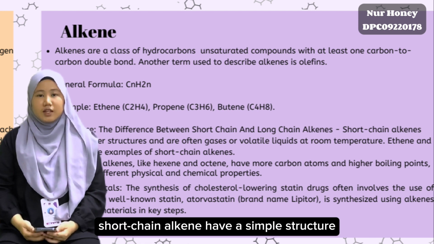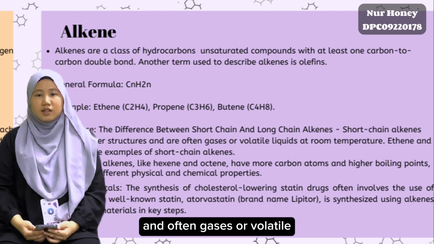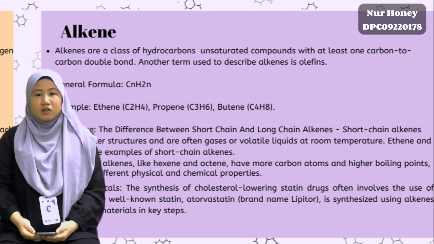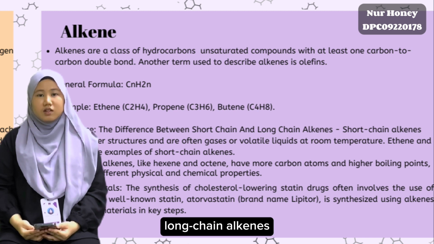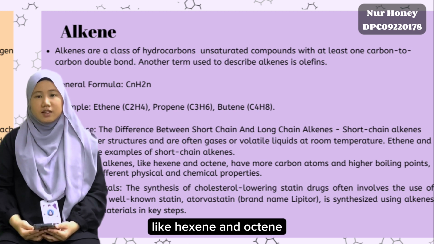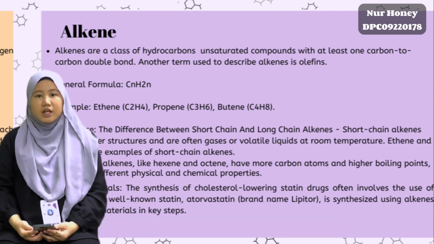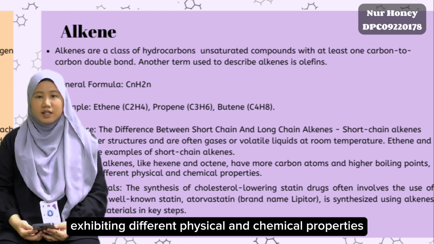Short chain alkenes have a simple structure and are often gas or volatile liquid at room temperature. Ethene and propene are examples of short chain alkenes. Long chain alkenes like hexene and octene have more carbon and higher boiling point, exhibiting different physical and chemical properties.